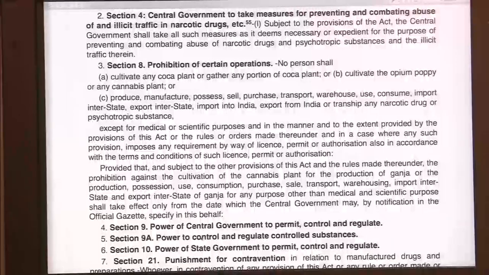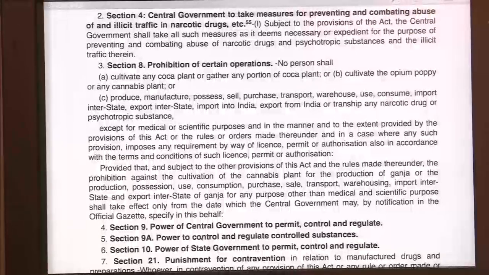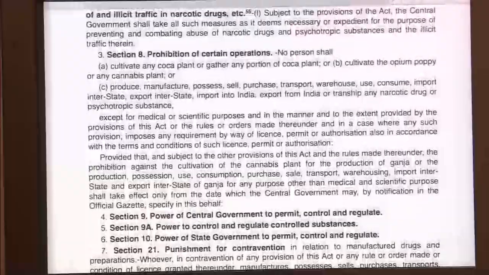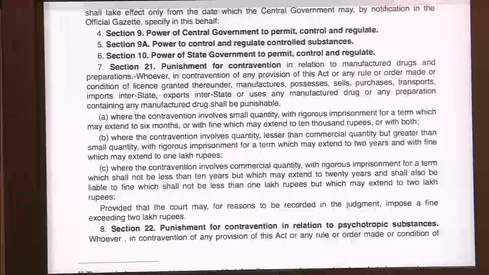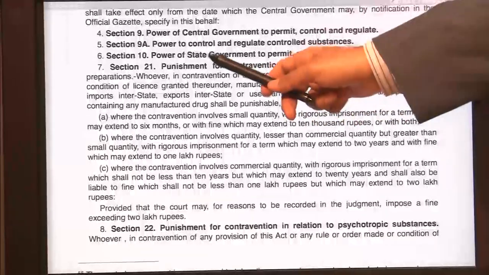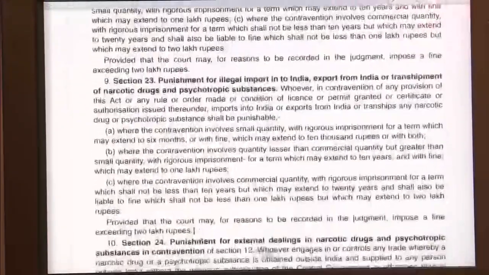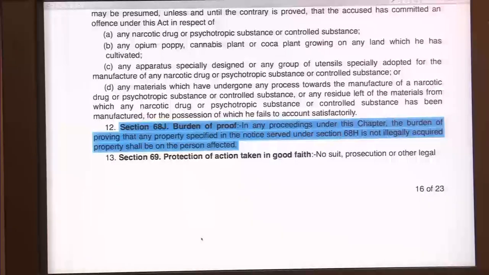Now, why is this act important? Because in the case of wildlife conservation, we might require these drugs for immobilization and translocation of wildlife. But there are people who can abuse these drugs as a recreational substance. So, it becomes extremely crucial for the government to take measures to prevent and combat abuse and illegal traffic in narcotic drugs. Then it prohibits certain operations, and this act says that not only does the central government permit, control and regulate these drugs, but also the state government. So, this is a power that is also given to the state government. And then it talks about the punishments. Now, Section 68J is important: the burden of proof.